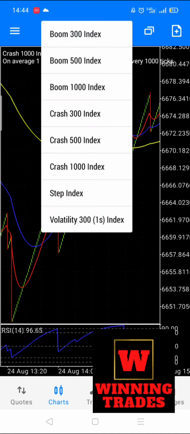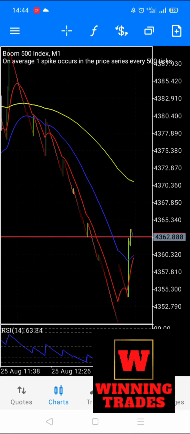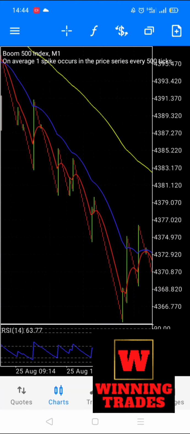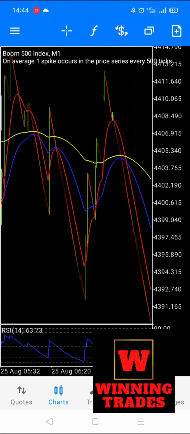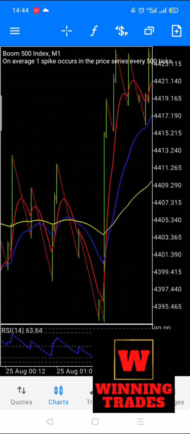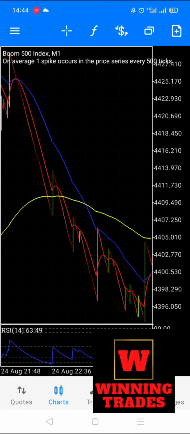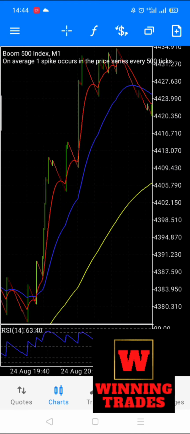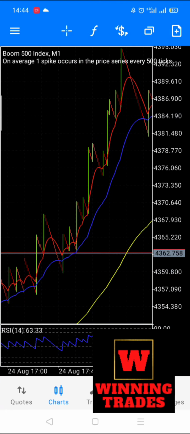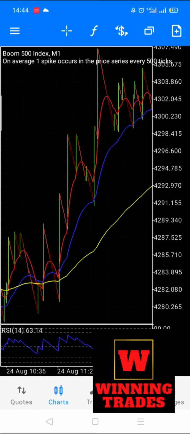Now if you go to Boom 500, let's look for where that kind of cross happens, where the three crosses happen. Okay, let's look for it. You will see it. No, this is not a perfect example. Let's go back. Let's look for where it happens.